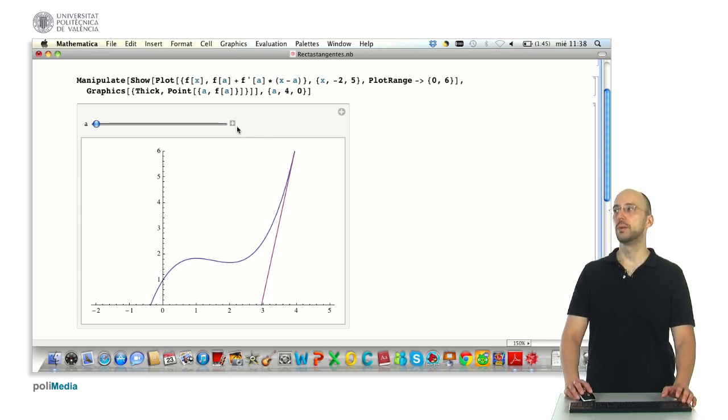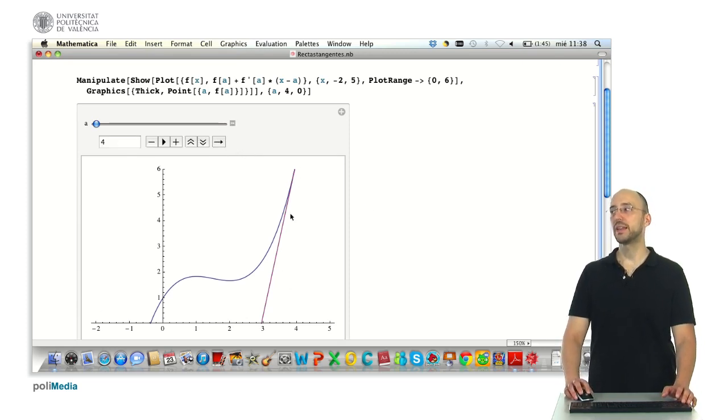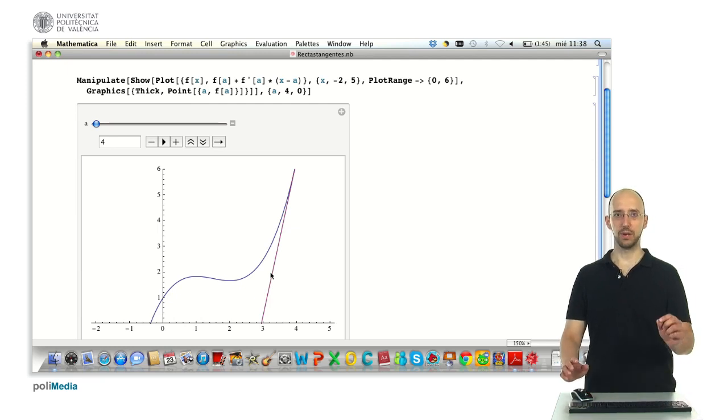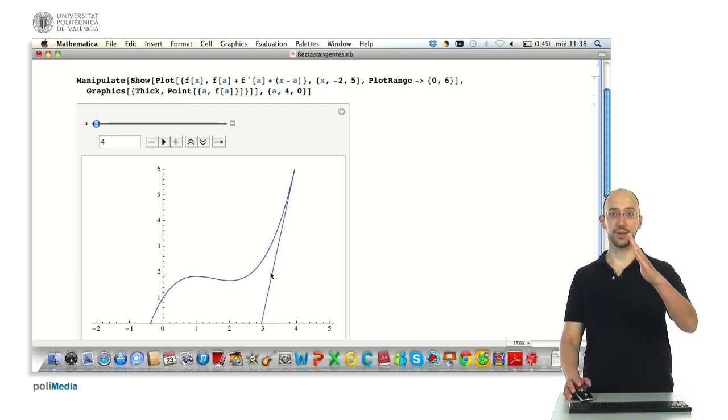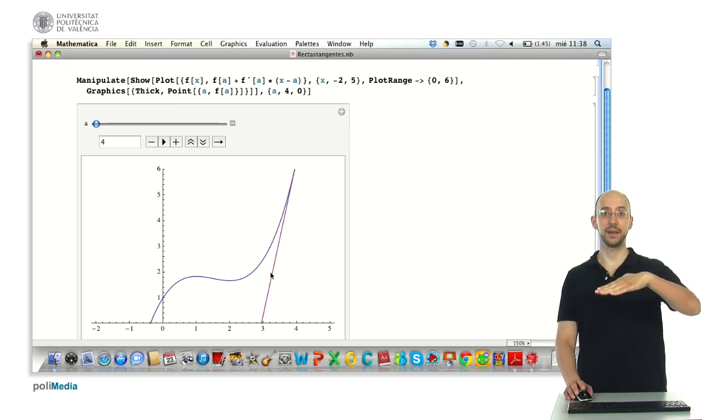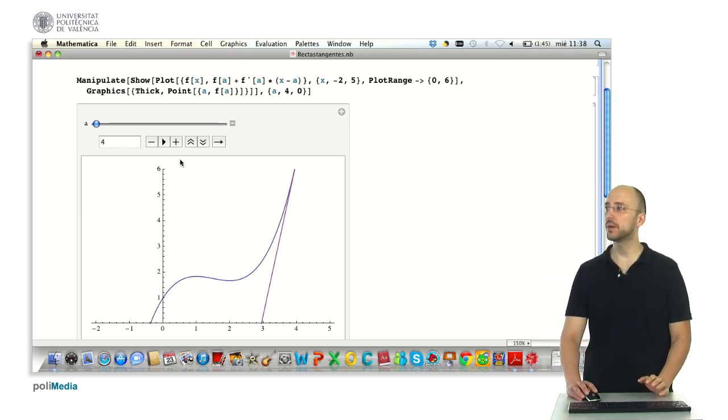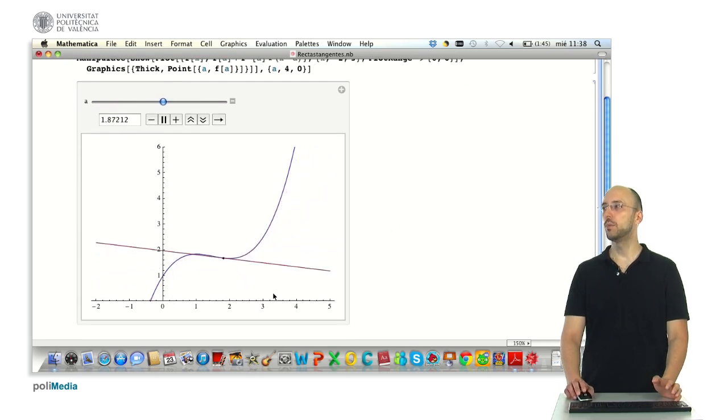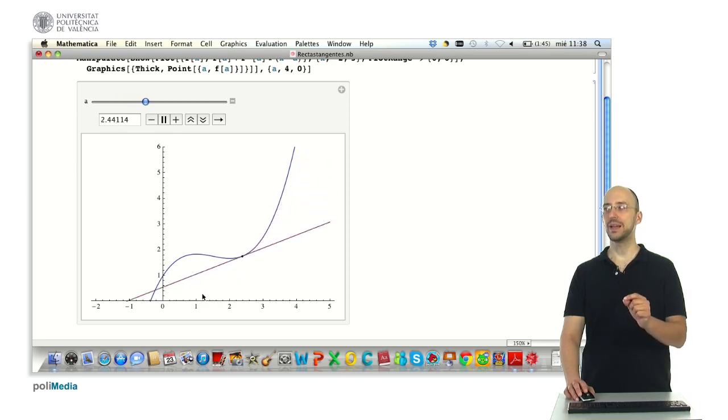Here's the tangent line and its slope. Pay attention to the slope. When it's positive, the tangent line moves upwards, and when it's negative, the tangent line moves downwards. Let's see how this works. Let's press the play button and you can see how all the tangent lines are represented. But I'm only concerned with the tangent line slope.